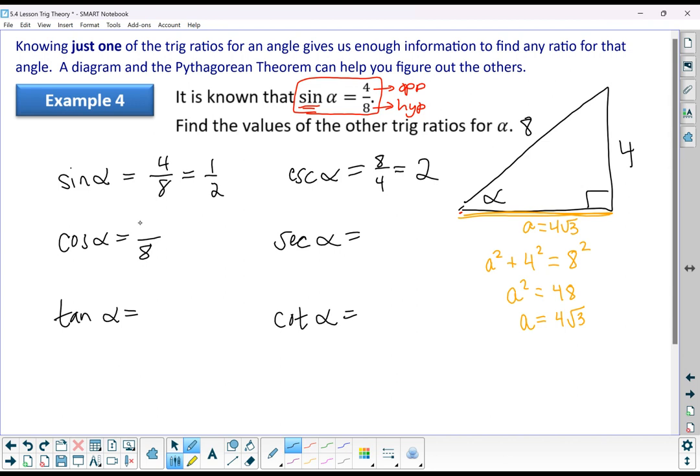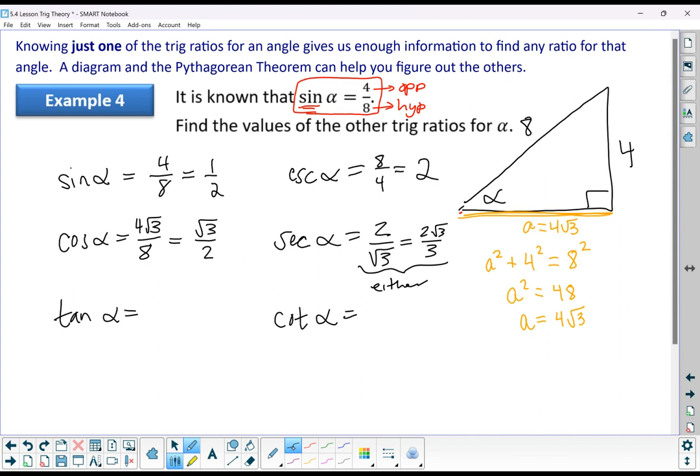So I can finish up my cosine, and it is 4 root 3 over 8. If I simplify that either in my head or in the calculator, I get root 3 over 2. Well, now that I know the cosine of alpha, the secant of alpha is very easy. It's just the reciprocal of that, which is 2 over root 3. If you chose to type it into your calculator or simplify it, you would get 2 root 3 over 3. I'm okay with either of these answers. Either of those is fine.